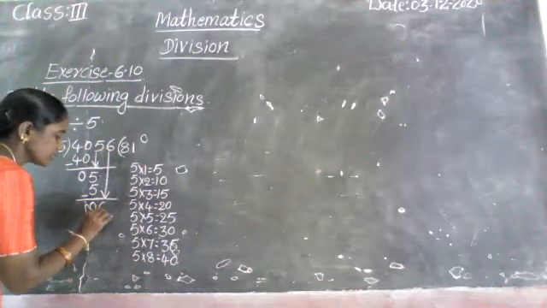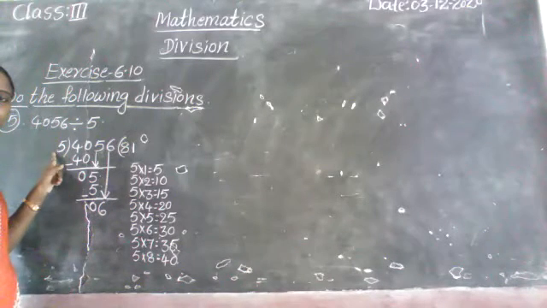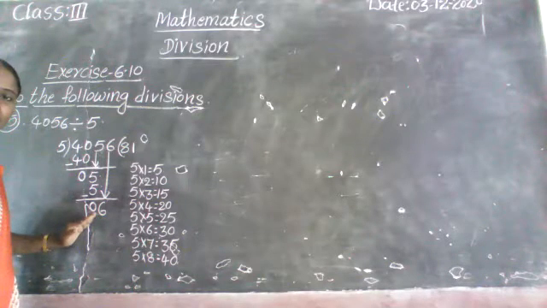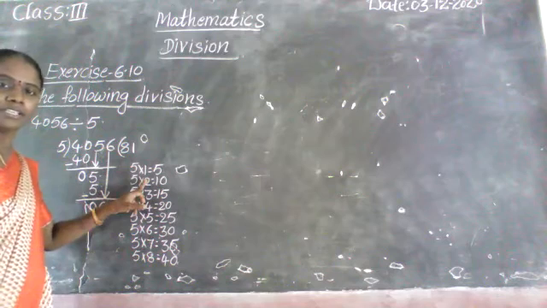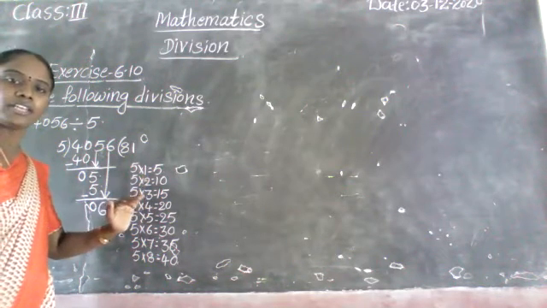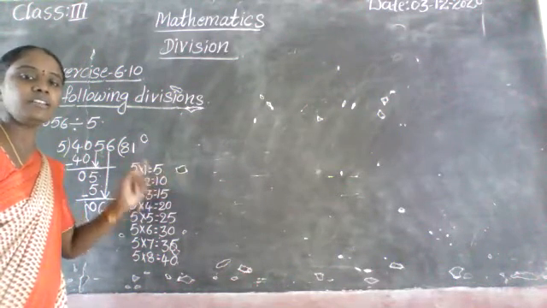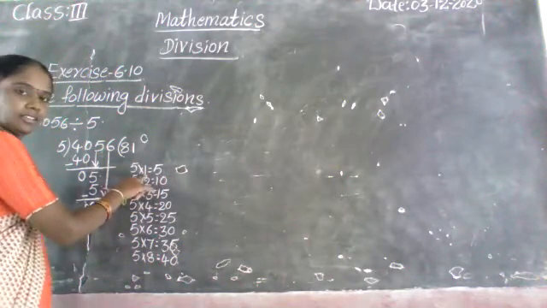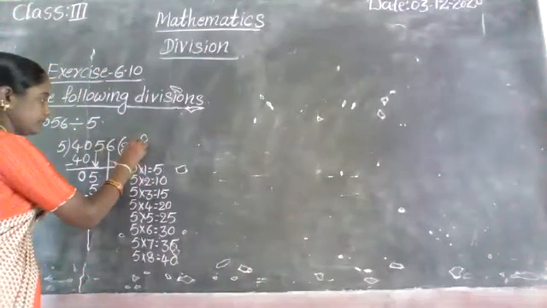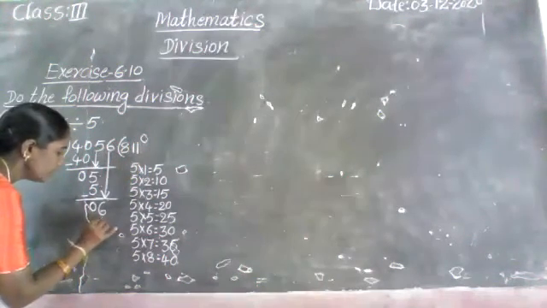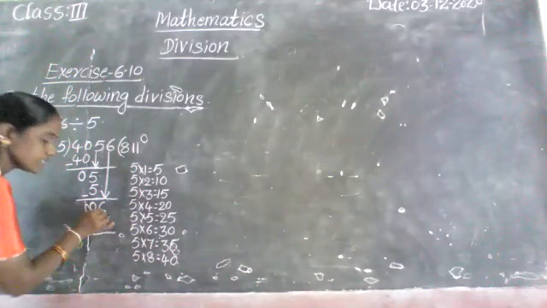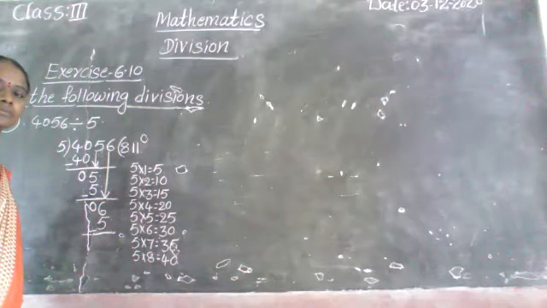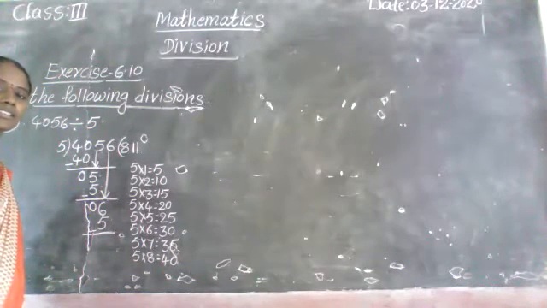Take the next number. What is that? 6. 6 divided by 5. In the 5 table, where will 6 come? It is not there. So we have to take the nearest smaller number. 5 ones are 5. Very good, Bharat. Write 1 in the quotient place and 5 below the dividend. Now subtract: 6 minus 5. Yes, very good.